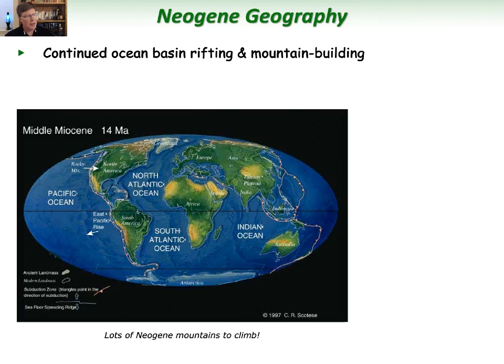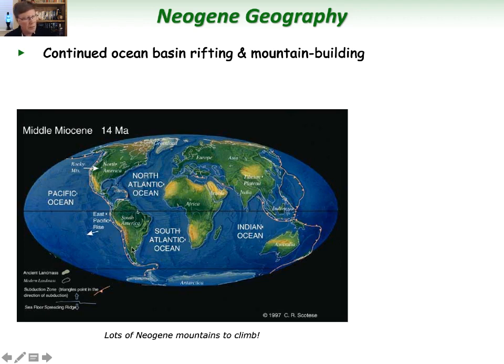The geography of the Neogene is very similar to that of today. We see continued ocean basin rifting, the North Atlantic and South Atlantic, continued mountain building of the Alps and the Himalaya and the Andes. When you look at this picture of the world during the Miocene, about 14 million, it looks almost like today. So it's like, what's different?